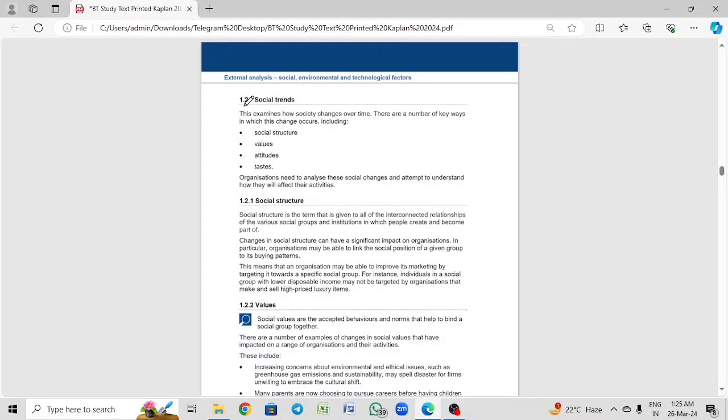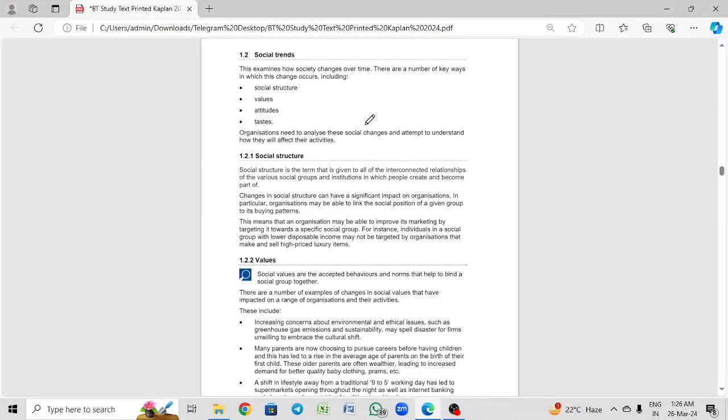Next is social trend. Social trend is the trends prevailing in the market. Trends can be affected in a number of ways, for example the social structure, the values of the people, the attitude, and the taste. Social structure is the way people interact, the way people interact and form groups, and how they communicate with each other. So this affects the social trends.